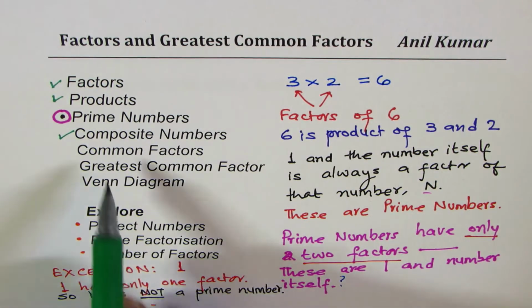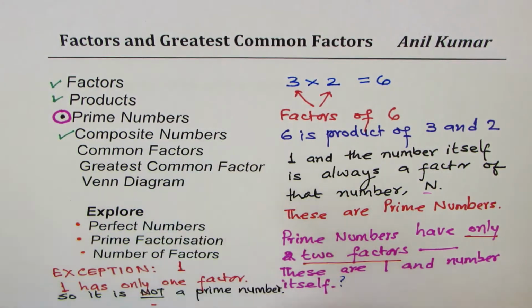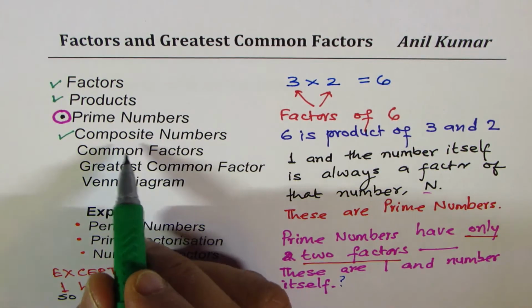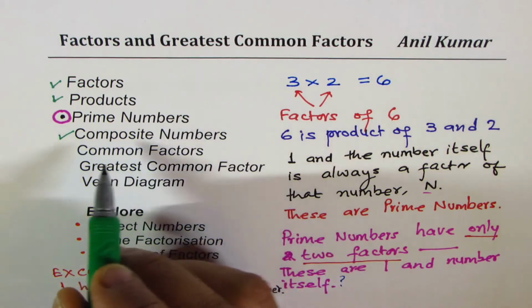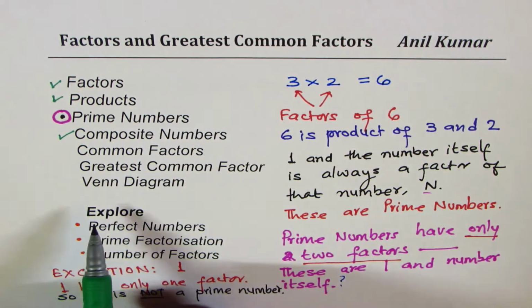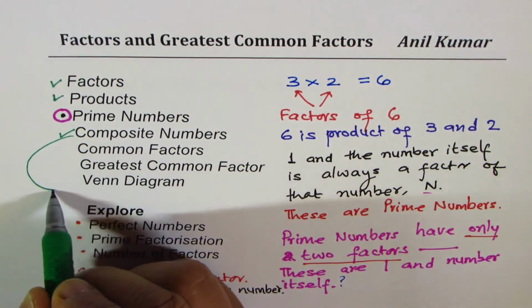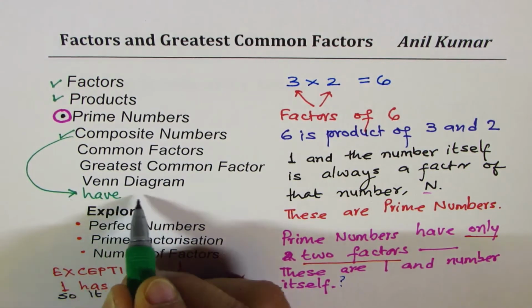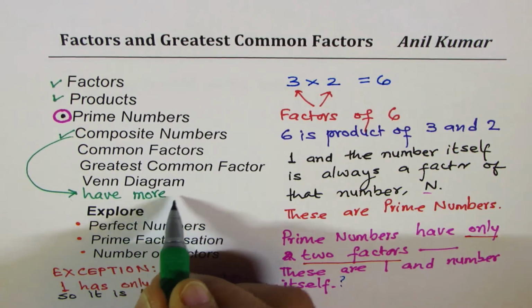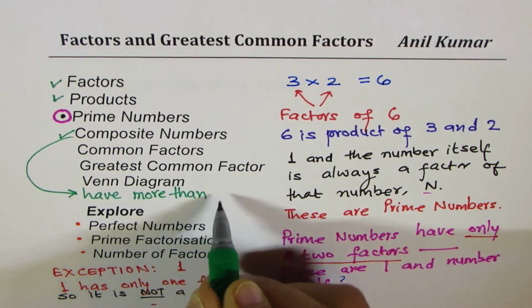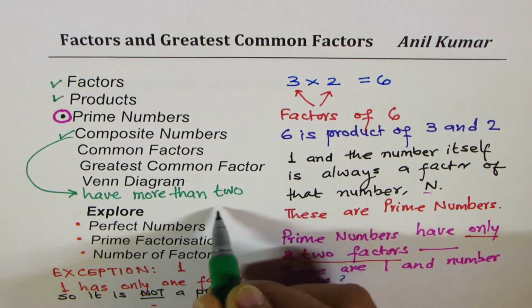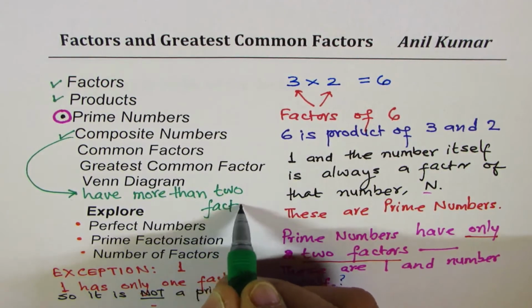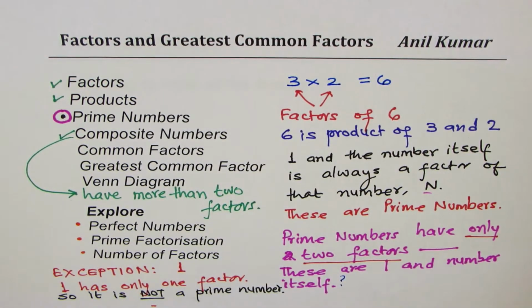Can you guess? So composite numbers have more than 2 factors. So I have no space here to write, but let me write composite numbers have more than 2 factors, correct? So let me write here. Composite numbers have more than 2 factors. Okay, so I filled up all this space.